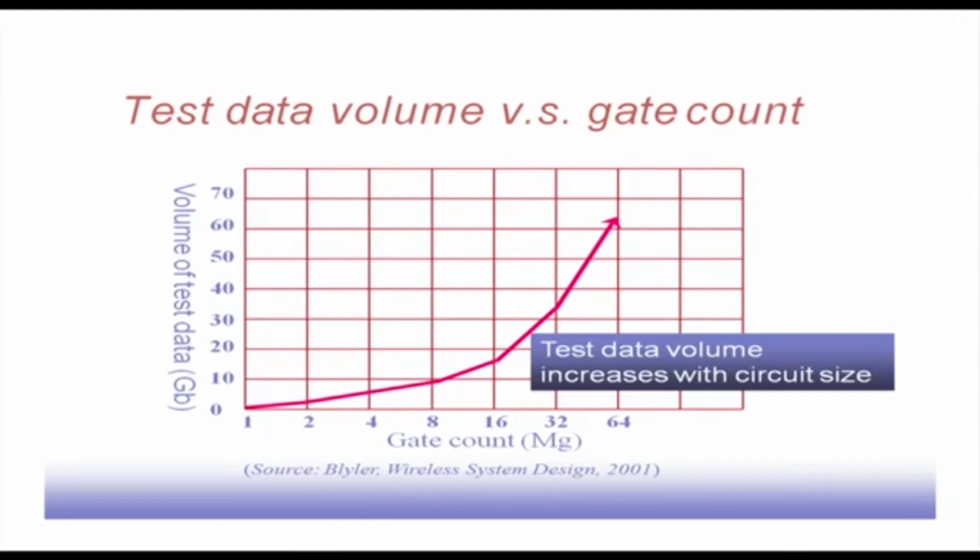So, this is the situation, the test data volume versus gate count. If gate count is increasing in terms of mega gates, the volume of test data is increasing in terms of gigabits. As the circuit size is increasing to so many million gates, the volume of test data is increasing at an exponential rate. So, it is a requirement that we must have some sort of test compression mechanism incorporated.